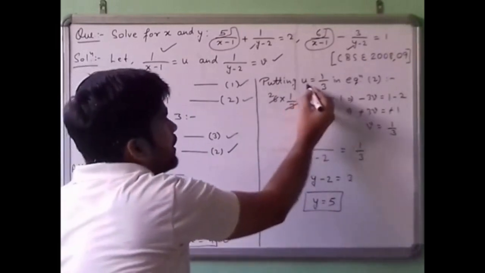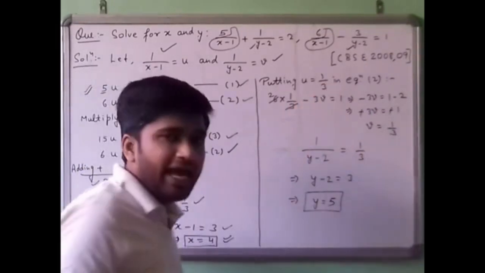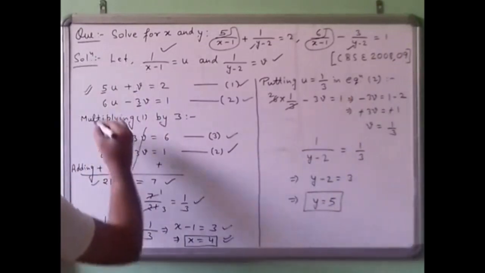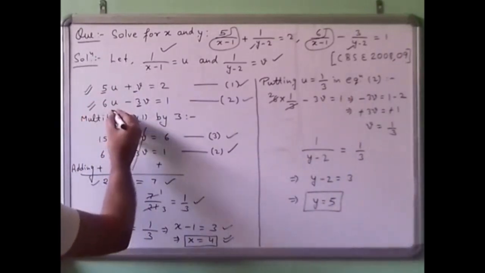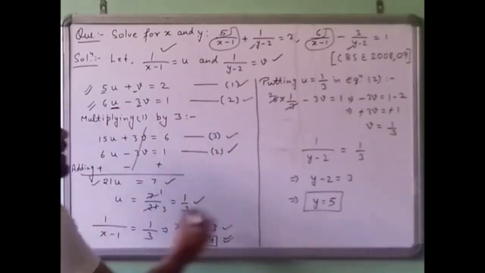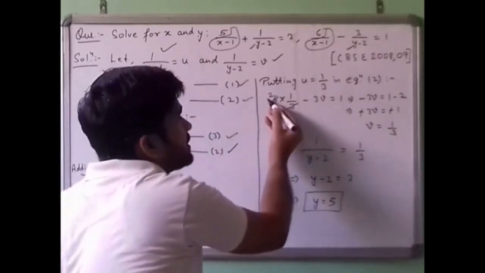Now putting u equal to 1 upon 3 in any equation, we put it here in equation number 2. This is equation number 2: 6u minus 3v equal to 1. Put here 1 upon 3. 3 twos are 6.